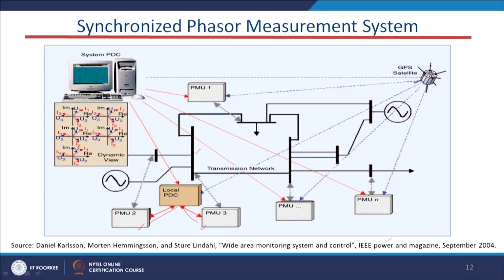Let us say we have a larger number of buses in this network, and here we also have the GPS satellite. Due to the GPS satellite, all the PMUs, even the local PDC, get the clock or reference signal, and it also reaches the system PDC, and all the PMU data reaches the system PDC. Here the symbols are the phasors of the voltages of every bus, like U1, U2, U3. The dynamic view of the voltage phasors on the real and imaginary axes can be visualized using this computer station.